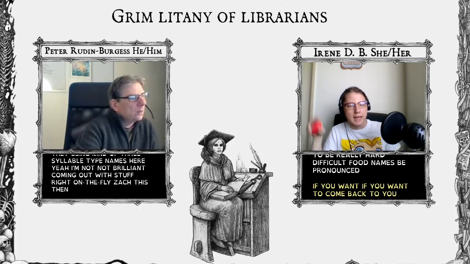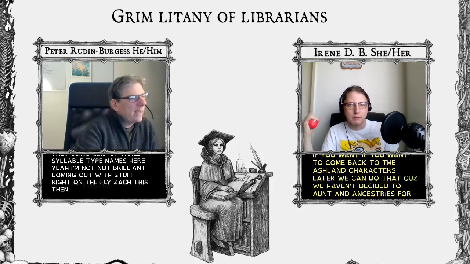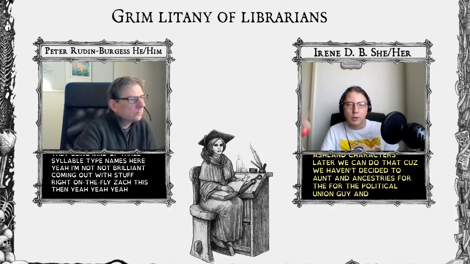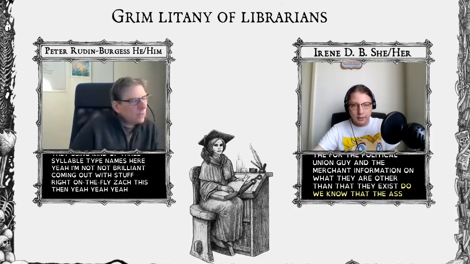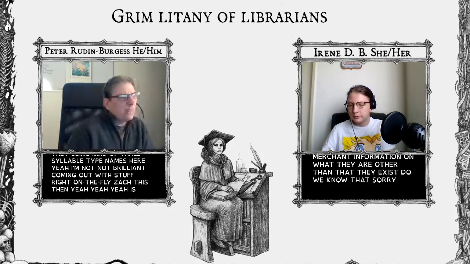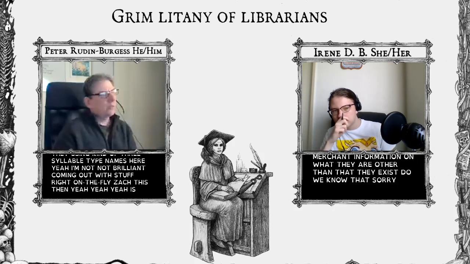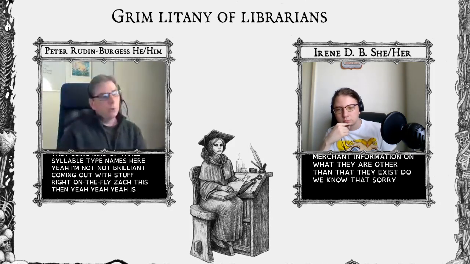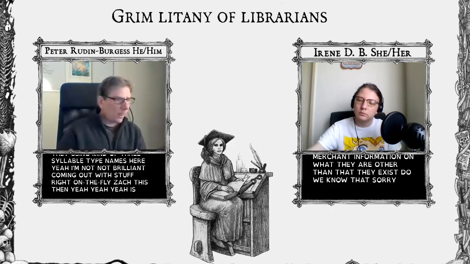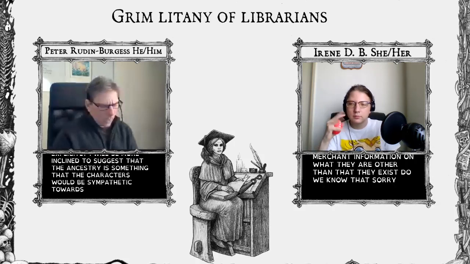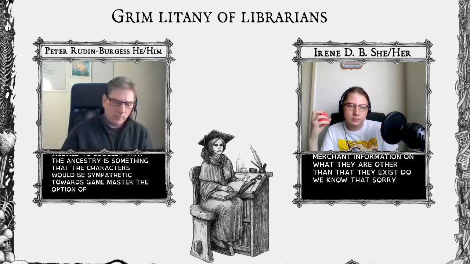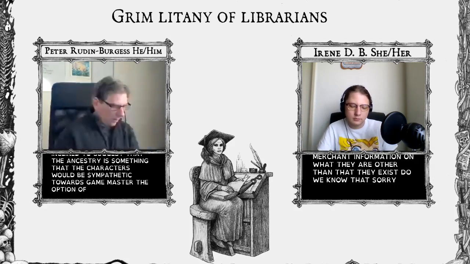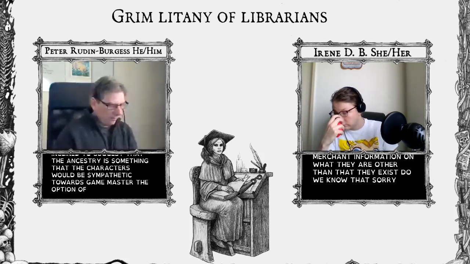If you want to come back to the Atslin characters later, we can do that, because we haven't decided ancestries for the political union guy and the merchant. We haven't decided any information on what they are, other than that they exist. I wouldn't give them ancestries explicitly. I would be more inclined to suggest that their ancestry is something that the characters would be sympathetic towards. That gives the game master the option of picking an ancestry. So if you've got a bunch of elves, you don't want someone that is antagonistic to elves. If you've got dwarves, you don't want something antagonistic to dwarves.